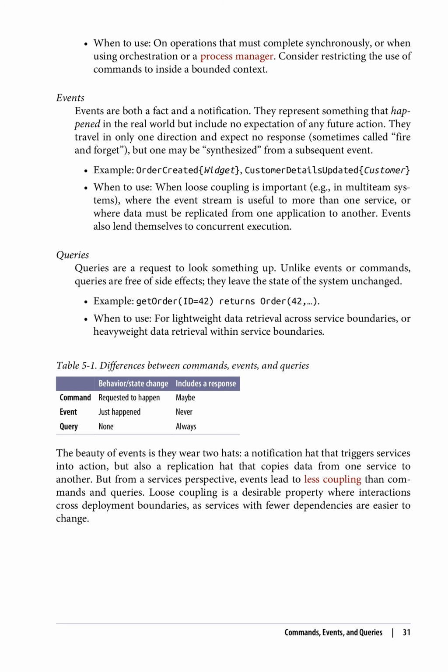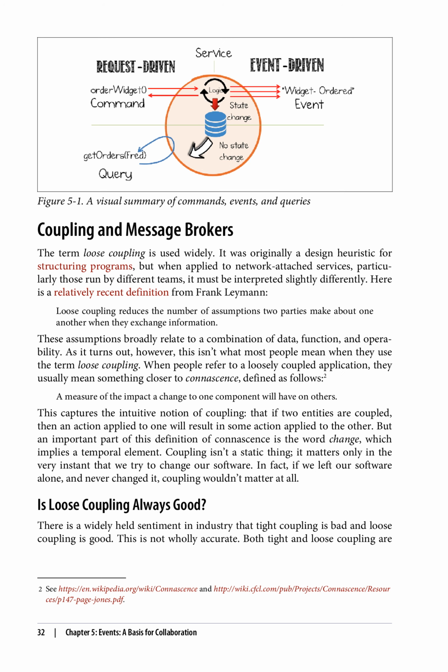But from a services perspective, events lead to less coupling than commands and queries. Loose coupling is a desirable property where interactions cross deployment boundaries, as services with fewer dependencies are easier to change. Coupling and message brokers. The term loose coupling is used widely. It was originally a design heuristic for structuring programs, but when applied to network-attached services, particularly those run by different teams, it must be interpreted slightly differently.